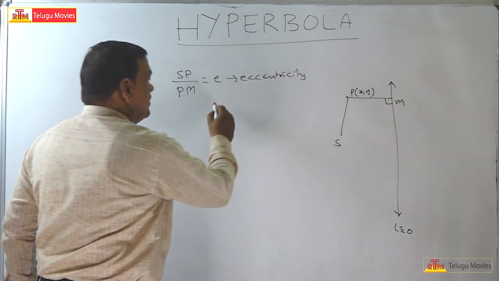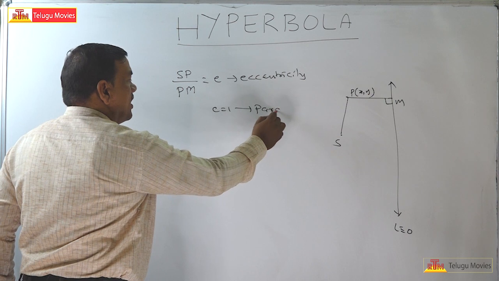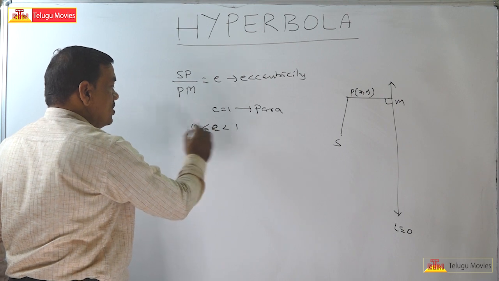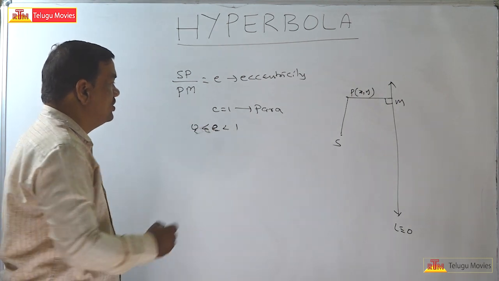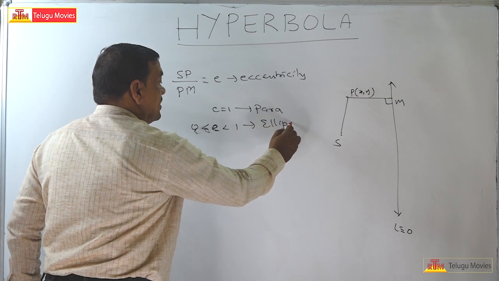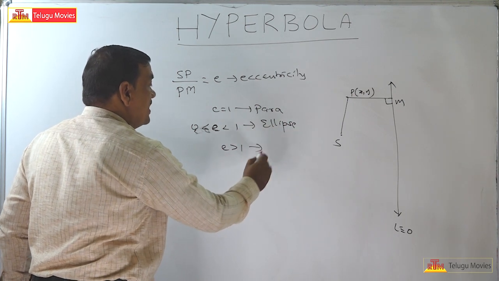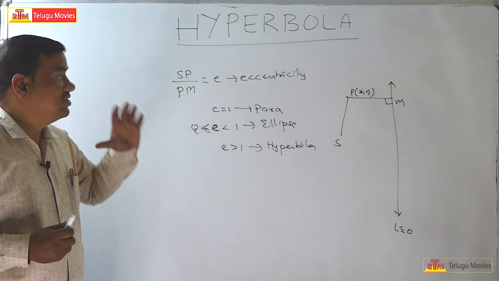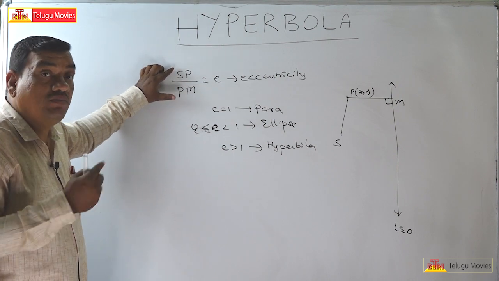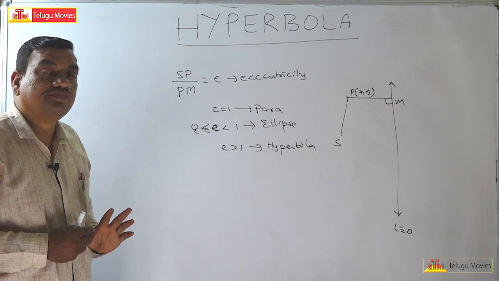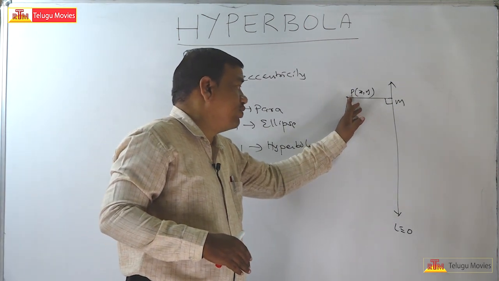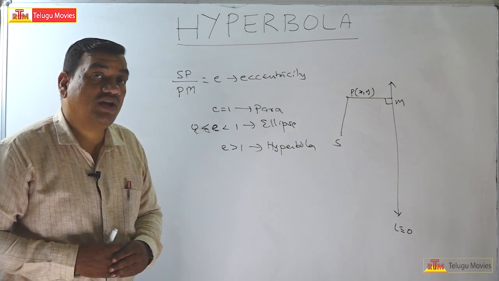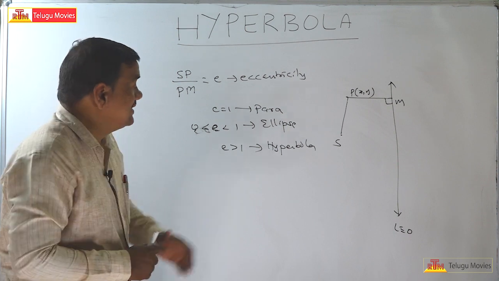If E is equal to 1, it is a parabola. If E lies between 0 and 1, we get an ellipse. If E is greater than 1, then the conic is a hyperbola. That means if the ratio of the distance from the variable point to S and the distance from the point to the line is greater than 1, the conic is called a hyperbola.